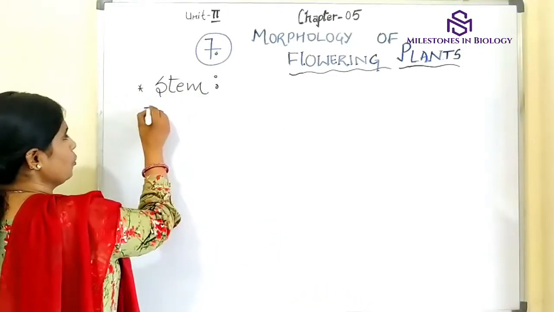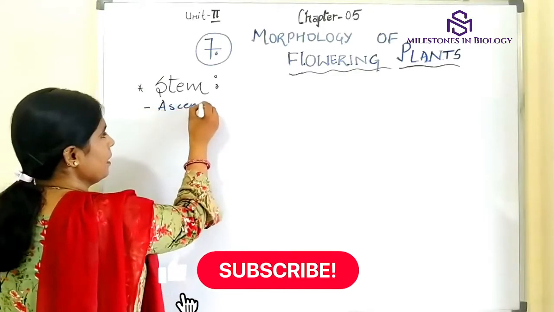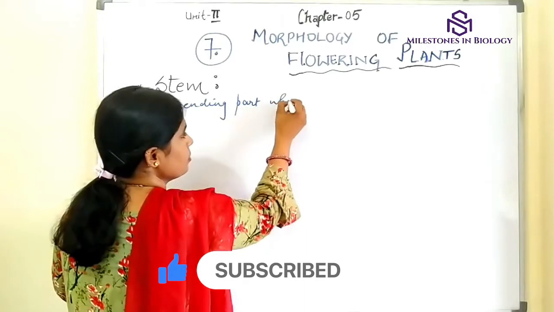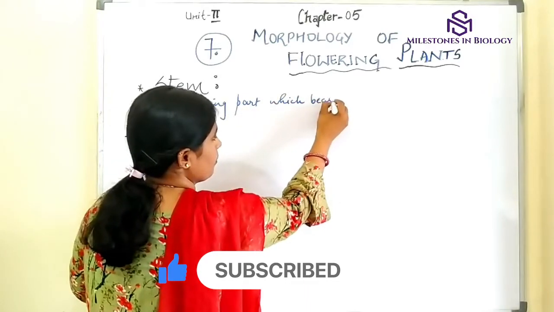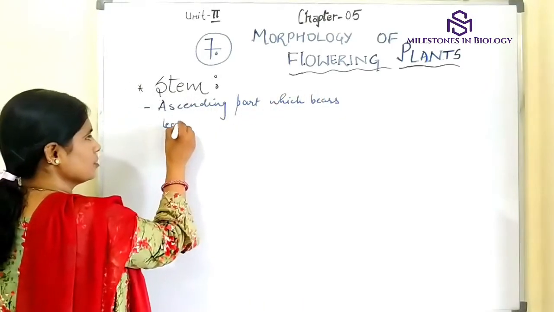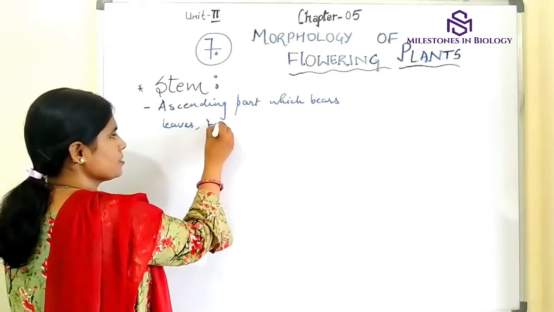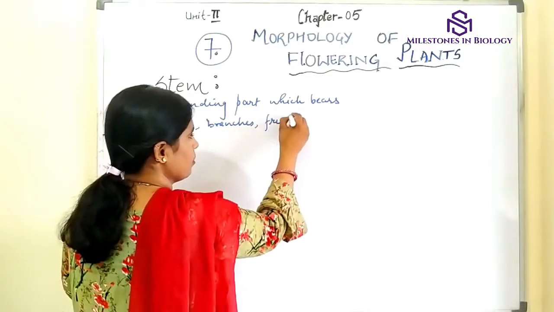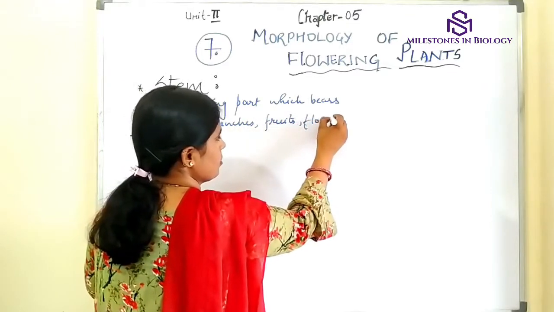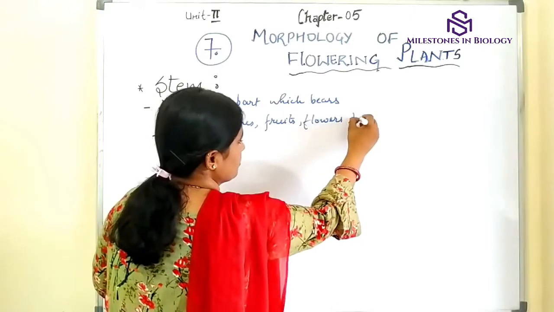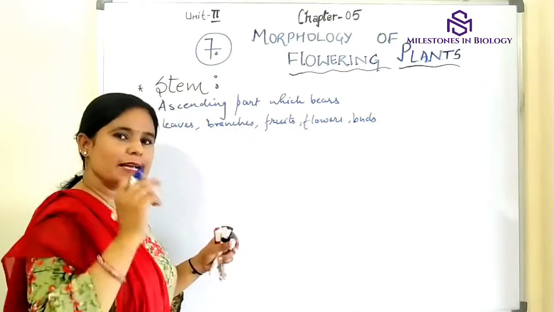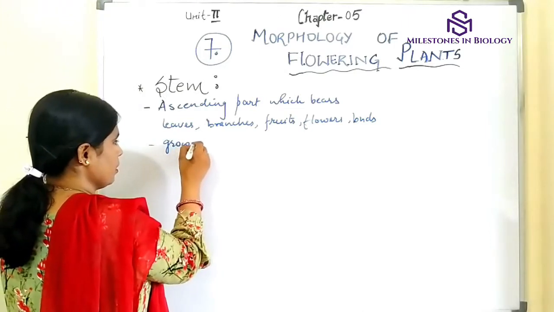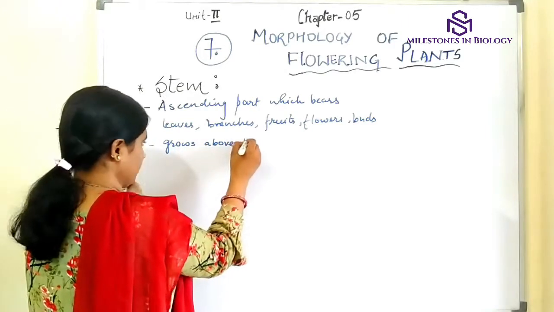So stem, it is the ascending part which bears leaves, branches, fruits, flowers and buds. Fine. So this is the ascending part which grows above the ground.